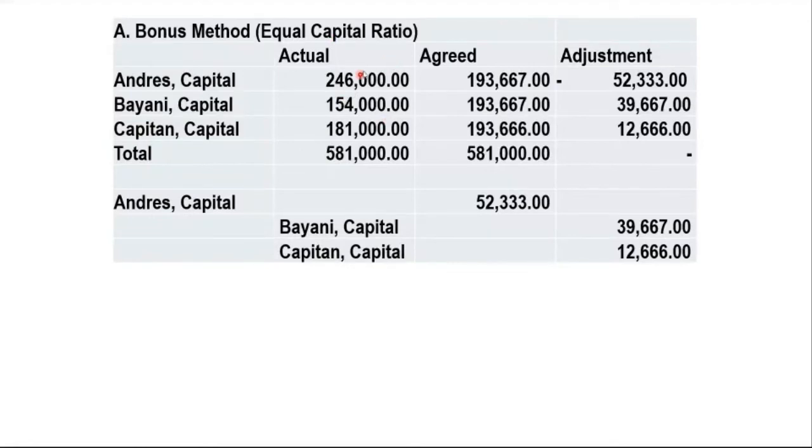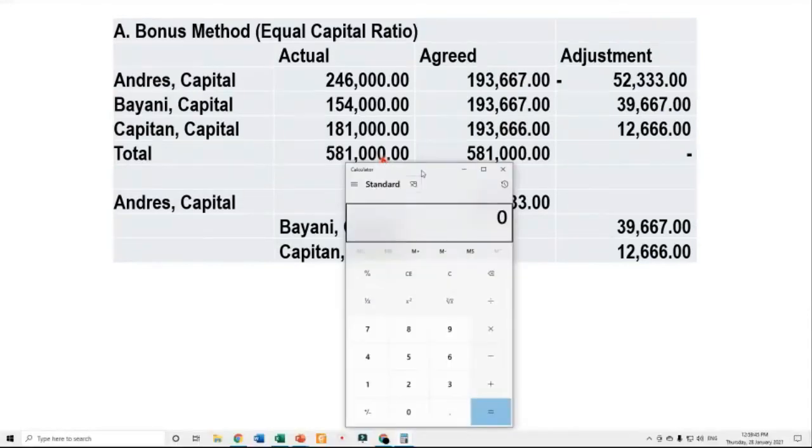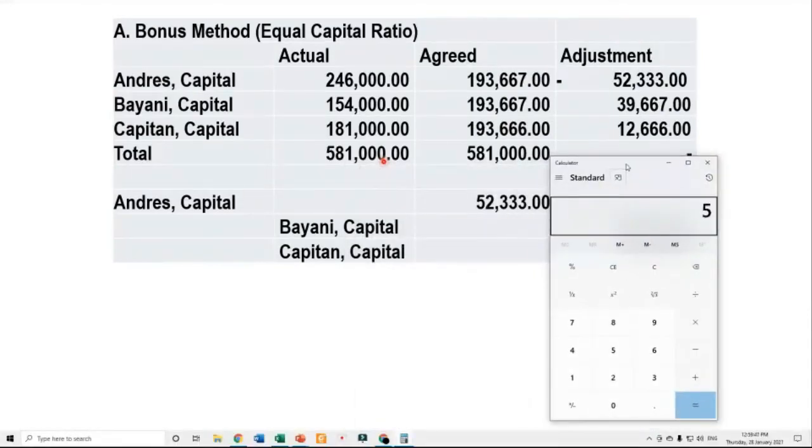So we are simply going to have columns of the actual and then the agreed and then the adjustment. So Andres, Bayani, and Kapitan will have these balances: 246, 154, and 181. Total is 581. So what will be the agreement? The agreement is equal, right? So what are you going to do? You simply take the total of 581,000 and divide it by 3. That gives 193,667.